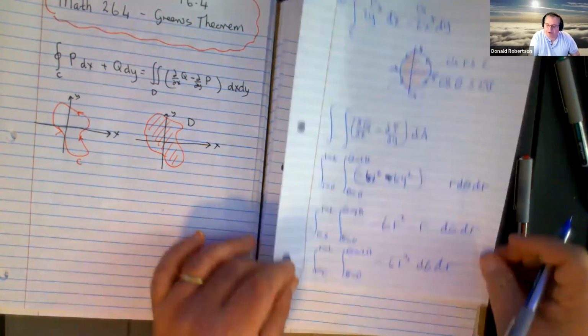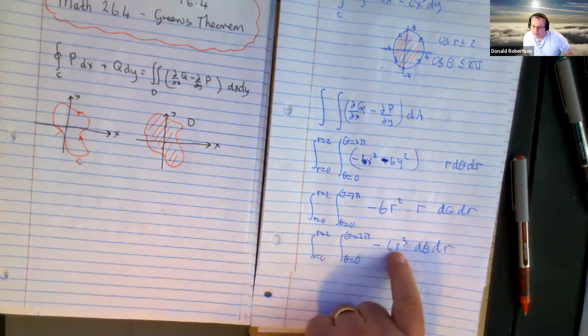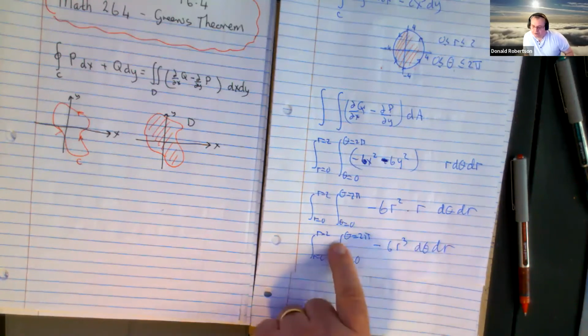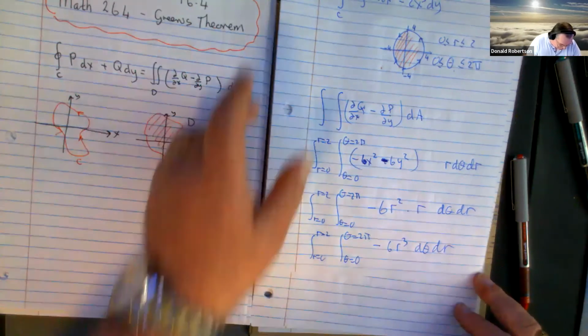I'm going to stop here. Couldn't you separate that guy out as well? Right, 0 to 2 of maybe just the r cubed and leave the 6 with the theta, or whatever combination you feel like. You get the same answer each time.